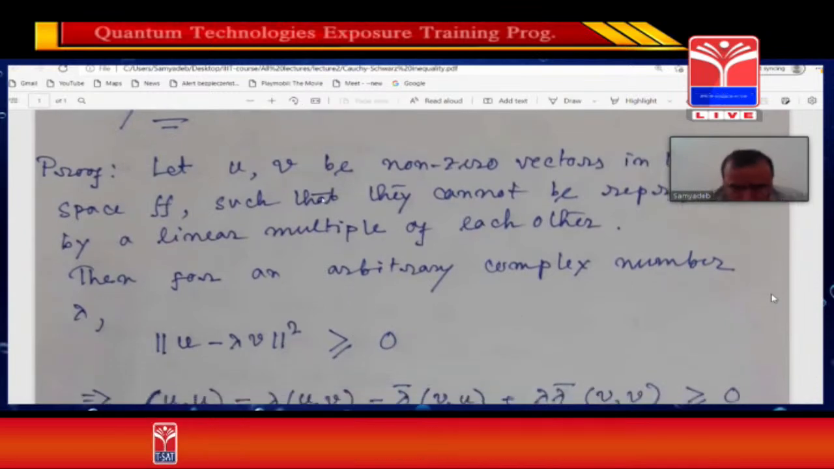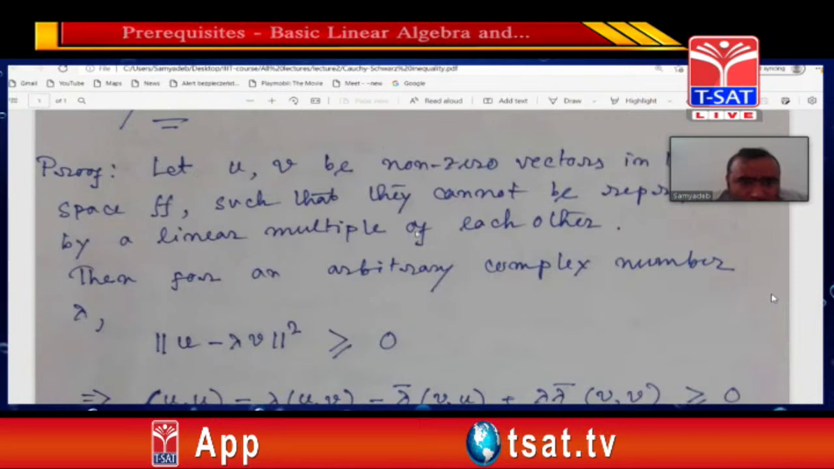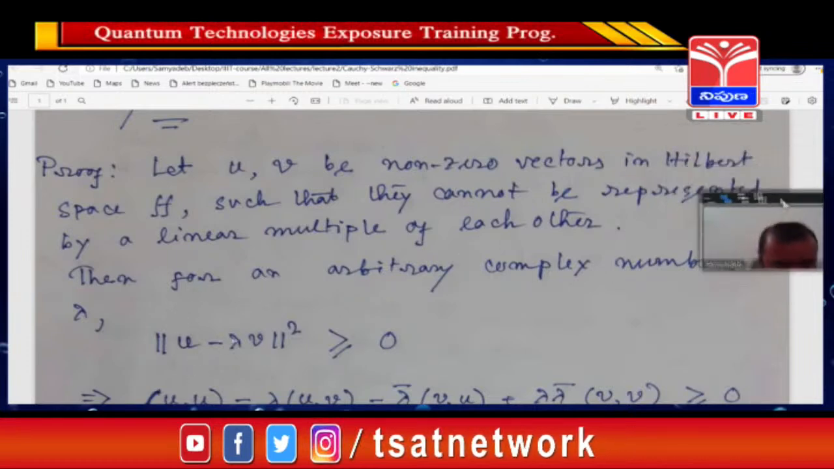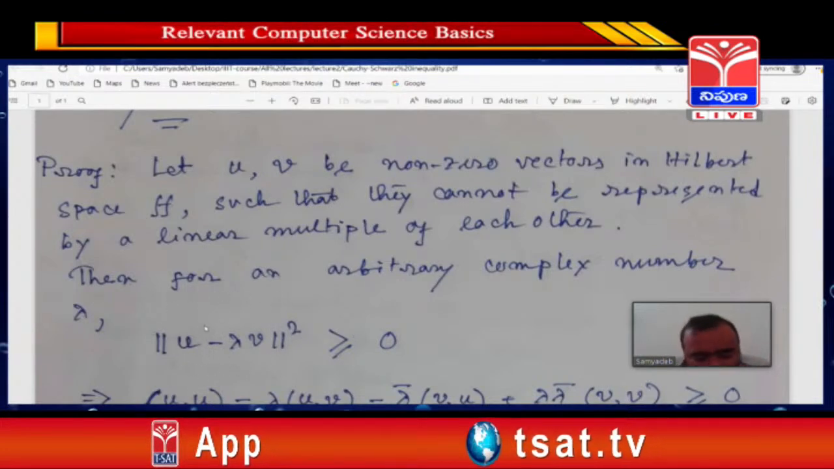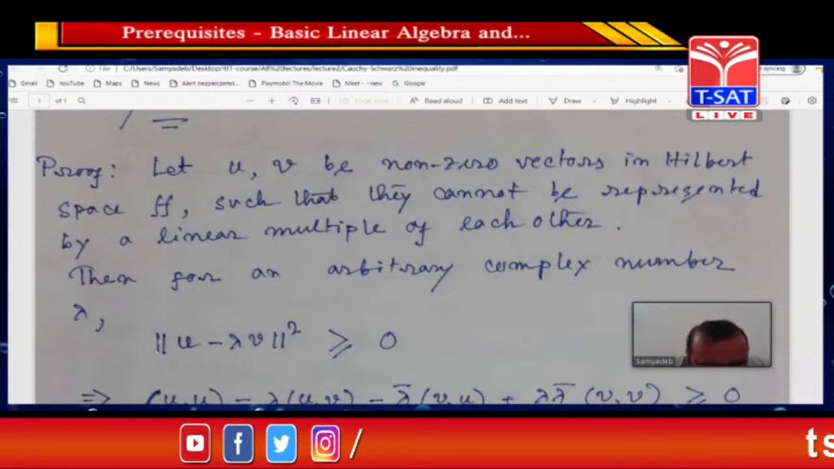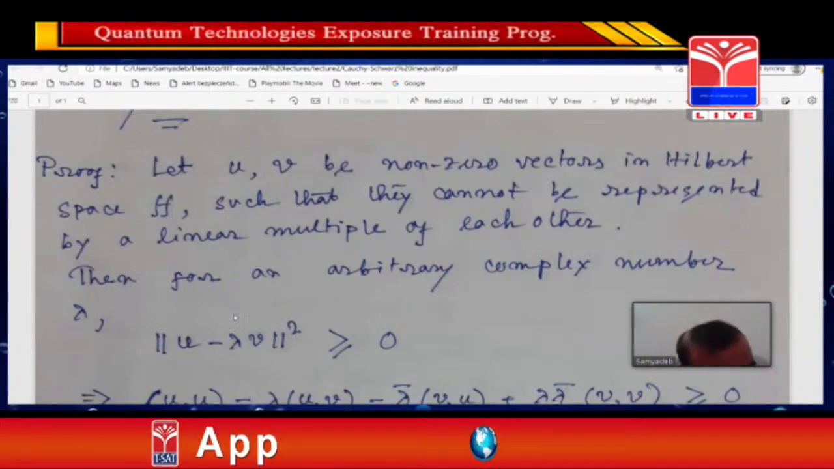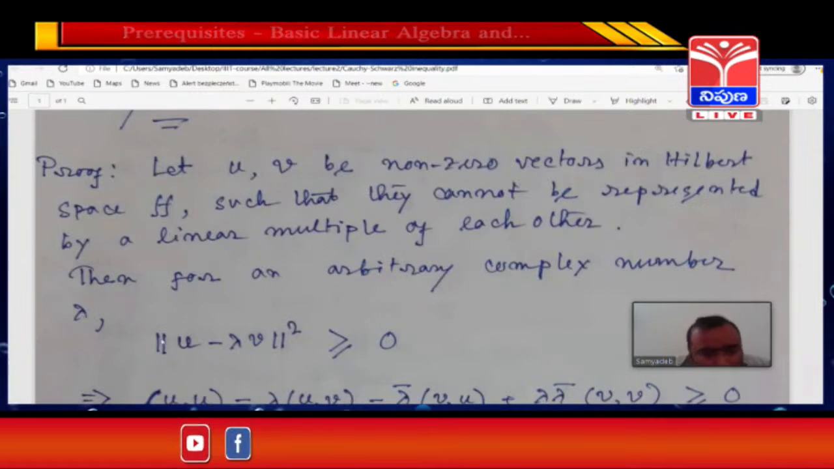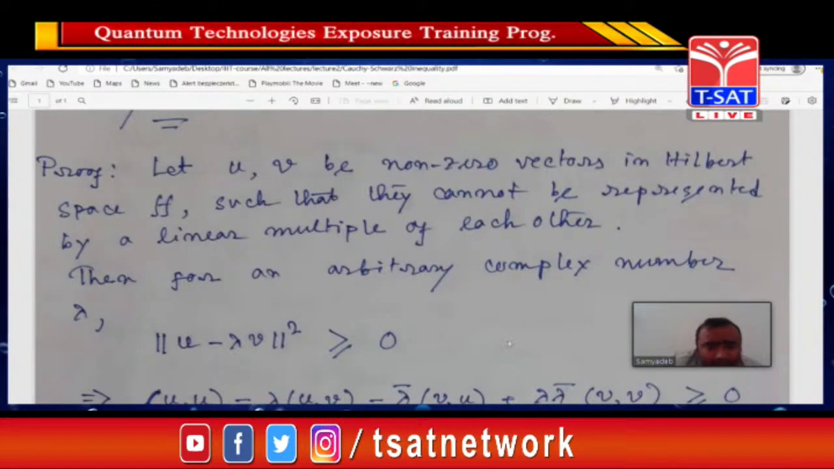Let's say u and v are non-zero vectors in Hilbert space H, such that they cannot be represented by a linear multiple of each other. That is, u is not a linear multiple of v, and v is not a linear multiple of u. So this is called linear independence. We will talk about linear independence later. So the magnitude of u minus lambda v, which is another vector, is therefore not a null vector, since u cannot be represented by lambda v for any given lambda. So therefore u minus lambda v is not equal to 0. In fact, since it is not a null vector, its magnitude should be greater than 0.